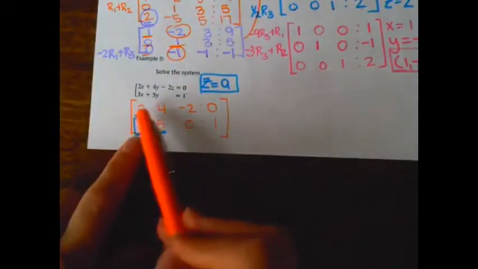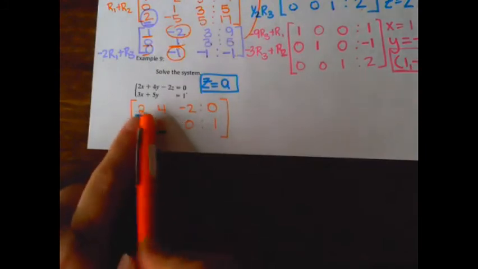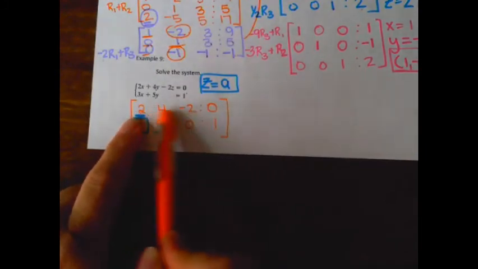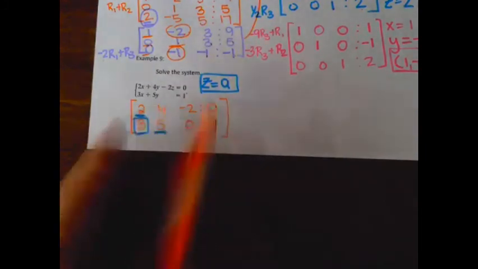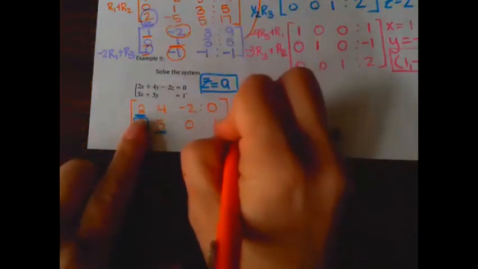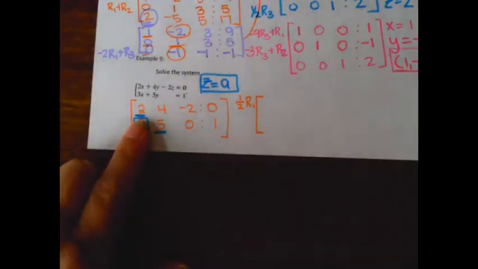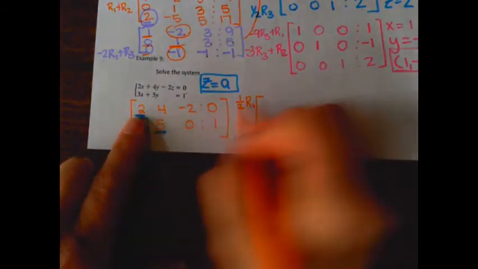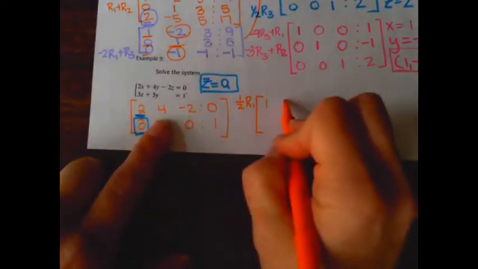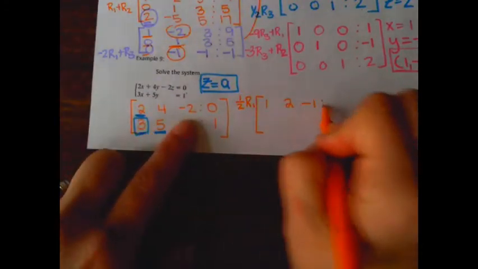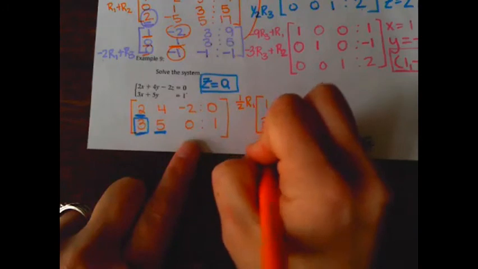Now, I could multiply both of these to eliminate all that. But what do you notice about all of these values here? They're multiples of 2. So could I take 1/2 times row 1 to get 1? Yeah. So 2 divided by 2 is 1. 4, 2, negative 1, 0.